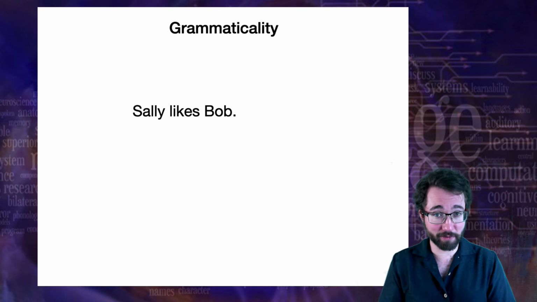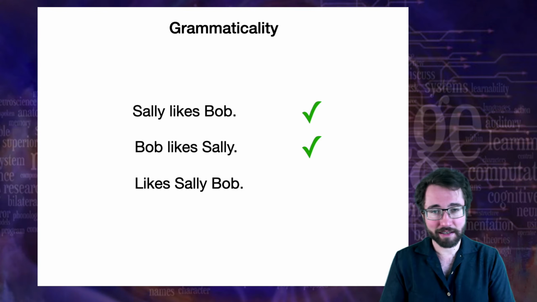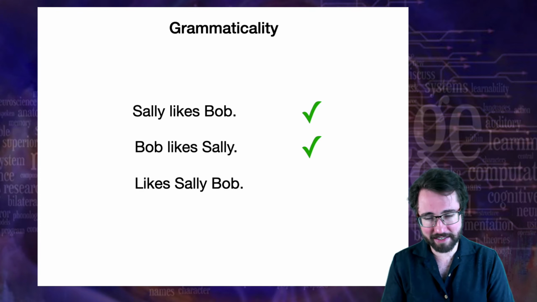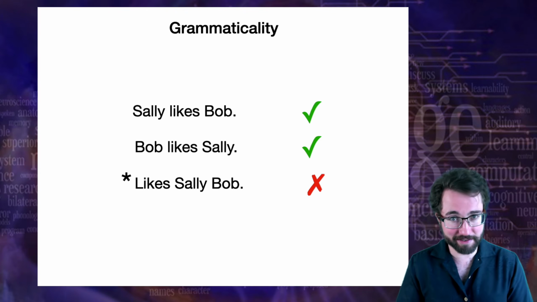Sally likes Bob. Grammatical or not? It's grammatical, pretty straightforward. Bob likes Sally. Grammatical. Likes Sally Bob. Would you ever say this? No. So this is ungrammatical in English and it gets the star.